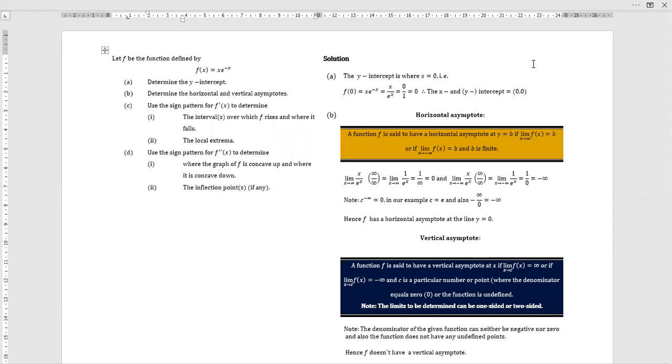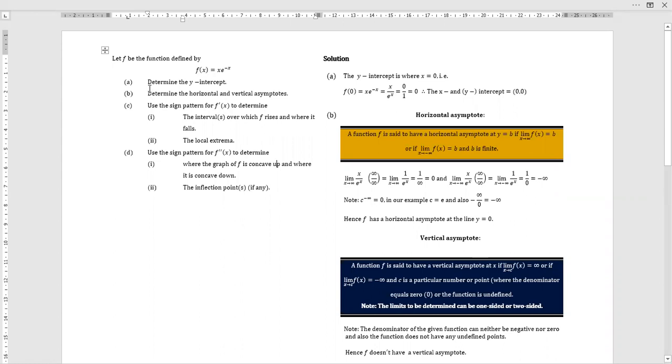Today we are continuing with our example of graphs and functions. We are continuing with the very same example that we used the last time. The only difference is that when it comes to determining horizontal and vertical asymptotes, today we are going to make use of limits. So let's get started.